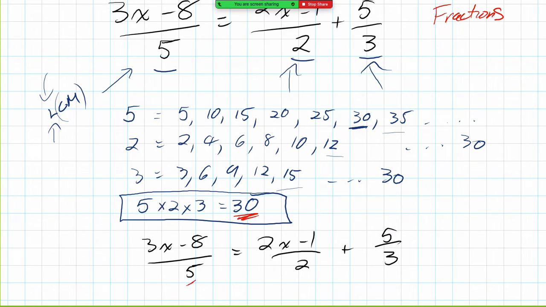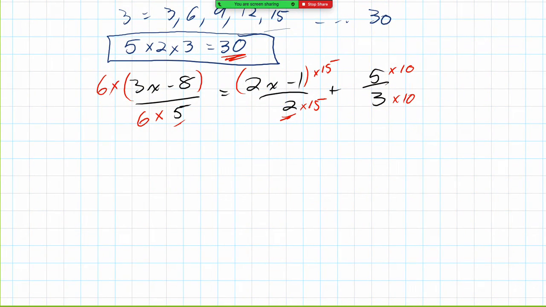30. How do I make 5 into 30? Well, I multiply by 6. And whatever I do to the bottom of a fraction, I must do to the top. Same thing down here. 2 has got to turn into 30. 2 times 15 will give us 30. Whatever we do to the bottom, we have to do to the top. And same idea, 3 times 10, that one's a little easier. So we need to multiply this by 10.